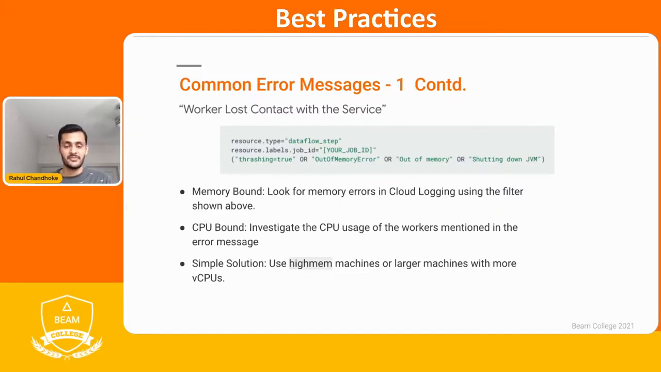So looking into these different things, based on the error message that you see, CPU or memory can help you identify how to debug this issue and possibly avoid it. As it says, the simple solutions to avoid this issue are maybe to use workers that have more memory, like some of the high-mem machines provided in GCP. Or if it's more of a CPU issue, then use larger workers with more vCPUs that can actually process the amount of data that you have in your pipeline.